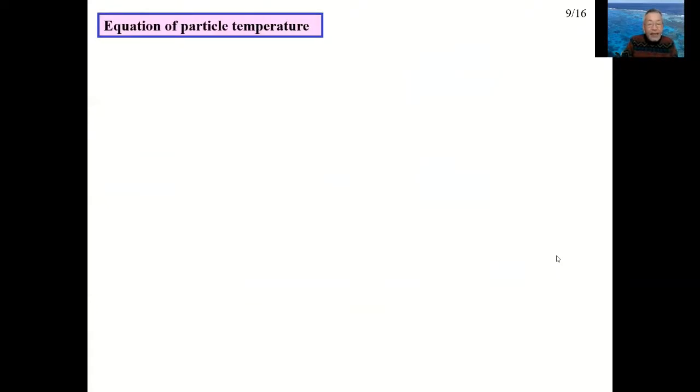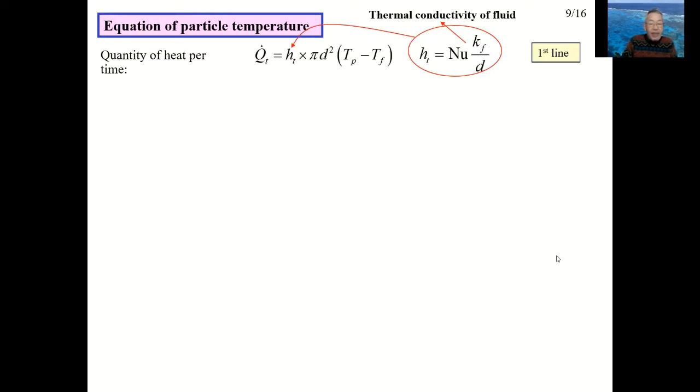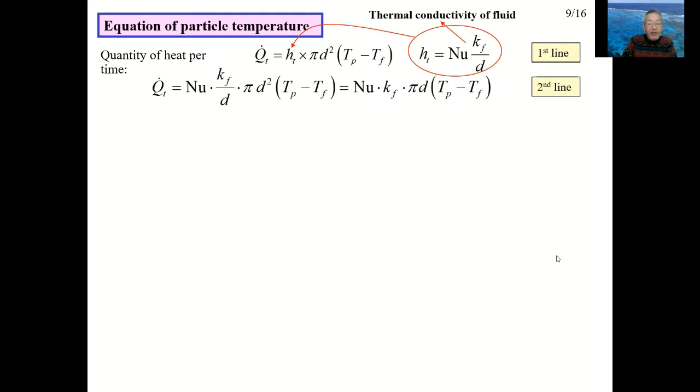Next, let's derive the equation of particle temperature. Large Qt dot is the heat quantity per time. As shown before, the large Qt dot is expressed in the equation on the first line. Substituting the heat transfer coefficient HT into the equation, Qt dot is expressed by the equation on the second line. The Qt dot makes the particle temperature change, increase or decrease.